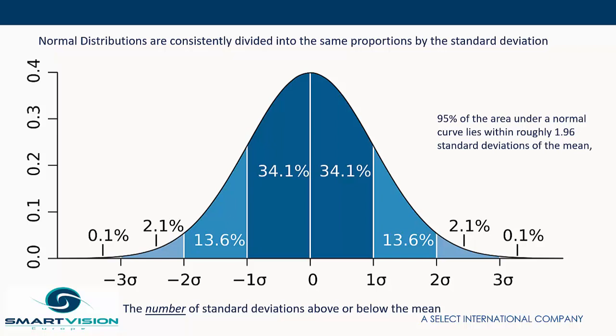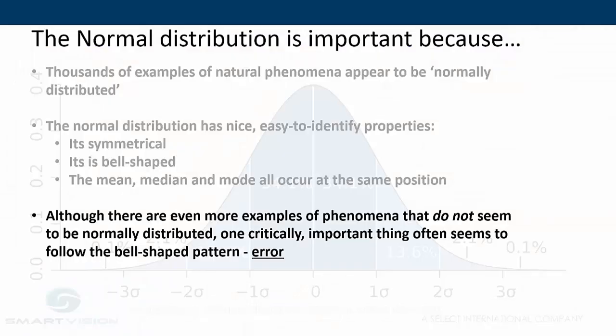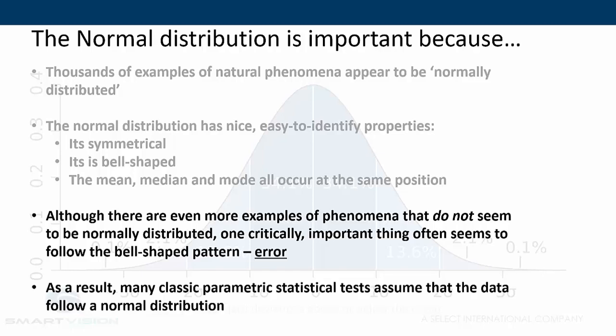So the normal distribution is quite important within statistics, and although there are many more examples of phenomena that do not seem to be normally distributed, one critically important thing often seems to follow the bell-shaped curve, and that is error or measurement error. And for that reason, a lot of classic parametric statistical tests assume that the data follow a normal distribution. So let's have a look at the steps we can take and the procedures we can run within SPSS Statistics that can help us assess whether or not a distribution in question is in fact normally distributed in the population.